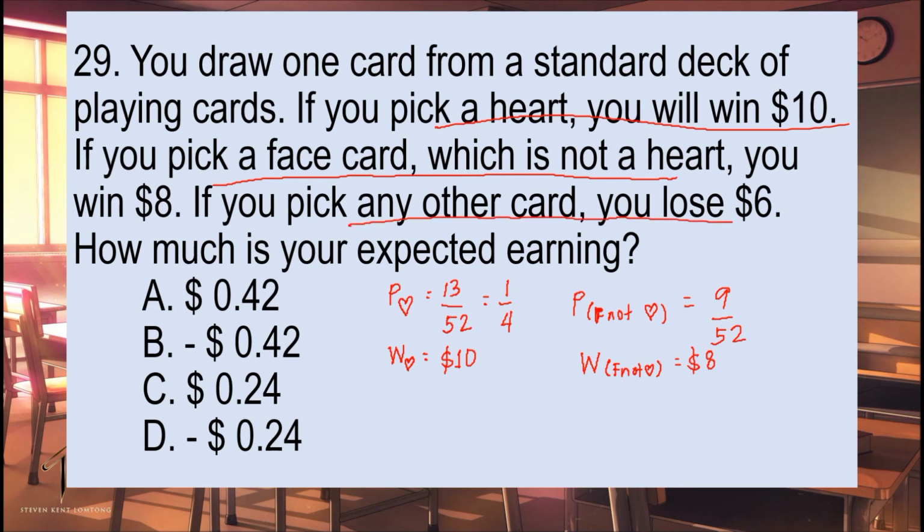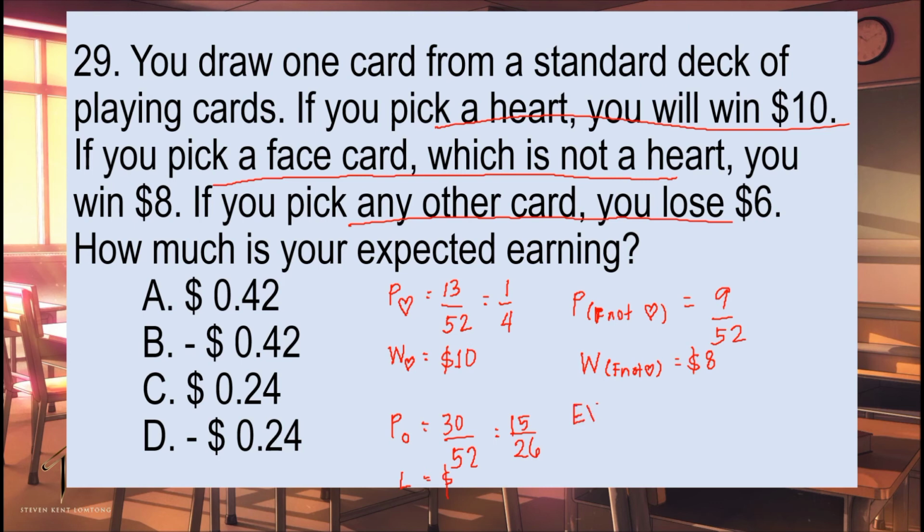Okay? So, the probability of having, sabihin natin O na lang, so others, that's probability of getting not a face and not a heart. So, we have 30, now from ace 2 to 10. So, 30/52 or 15/26. At yung loss naman natin dyan is $6.